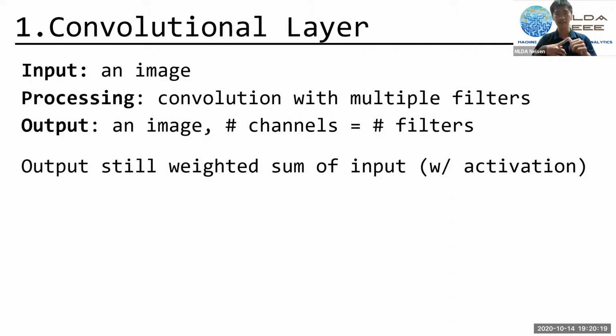So what does a convolutional neural network consist of? First of all, a convolutional neural network consists of convolutional layers. So what is a convolutional layer? A convolutional layer is just a layer consisting of a convolutional operation. So the input is an image, then we do a convolution in between, and the output is also like an image.